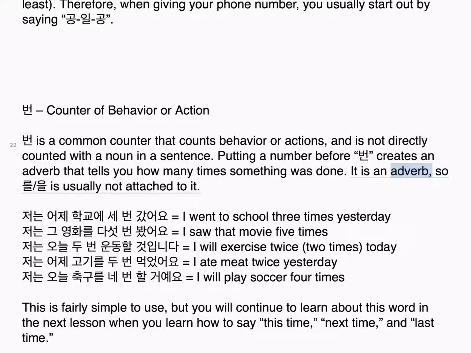It is an adverb, so 를 is usually not attached to it. 저는 어제 학교에 3번 갔어요. I went to school 3 times yesterday. 저는 그 영화를 5번 봤어요.